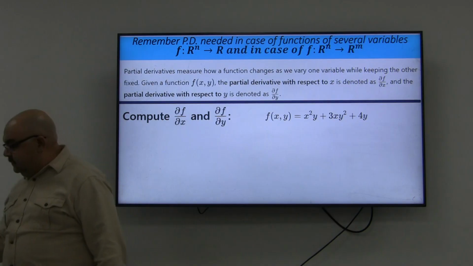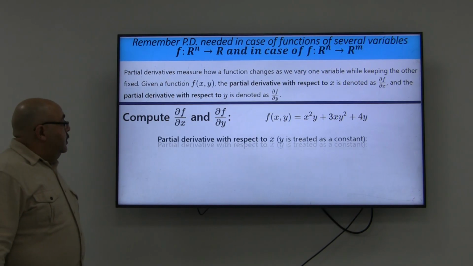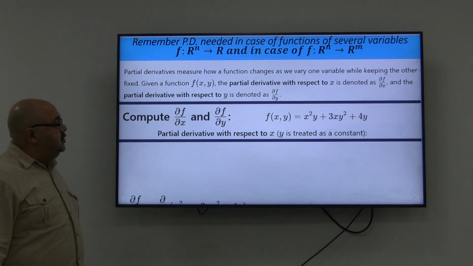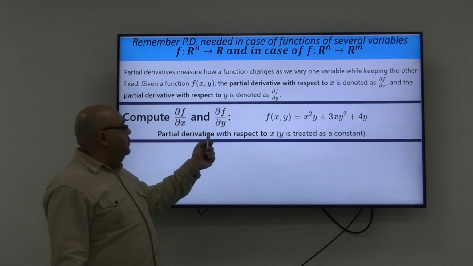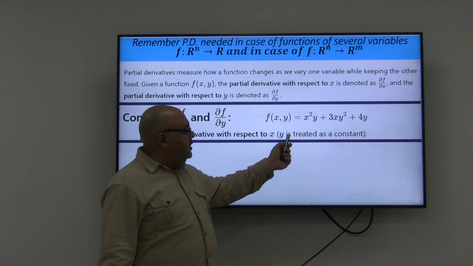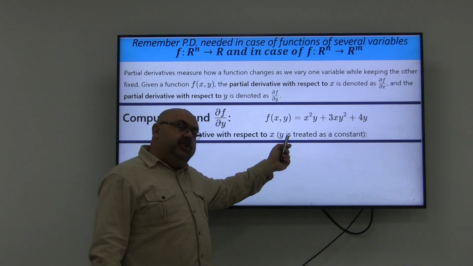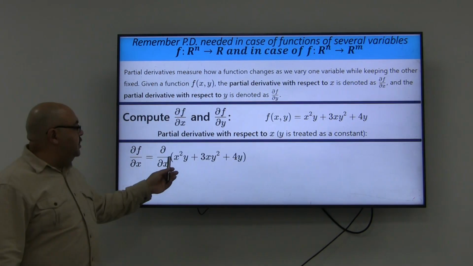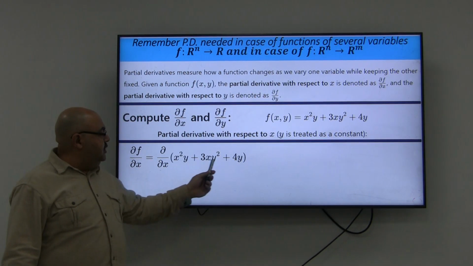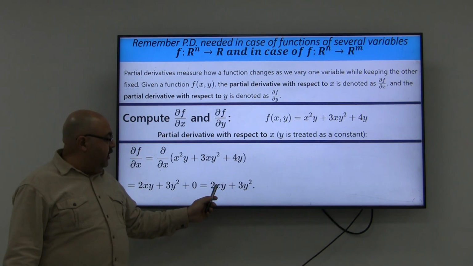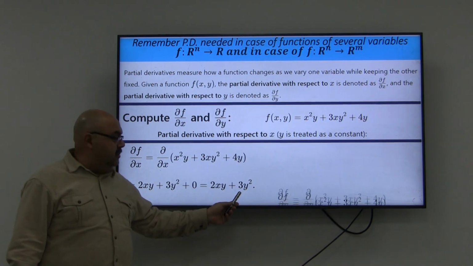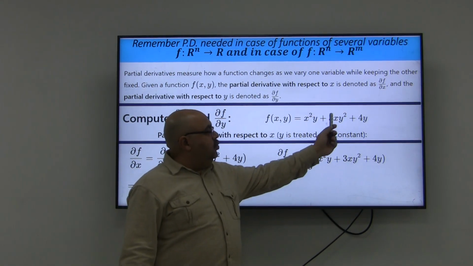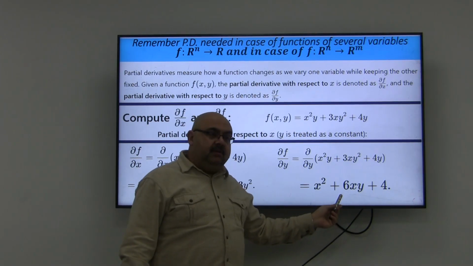As you can see, partial derivative with respect to x and y is treated like this: once you are differentiating partial derivative with respect to x, consider y as a constant. If you are differentiating with respect to y, consider x as a constant, and so on. So this is the derivative of partial x for this function, which is going to be simply 2xy plus 3y squared, exactly as we did. That's the derivative with respect to y, which is going to be x squared plus 6xy plus 4. That's the result, as you can see.